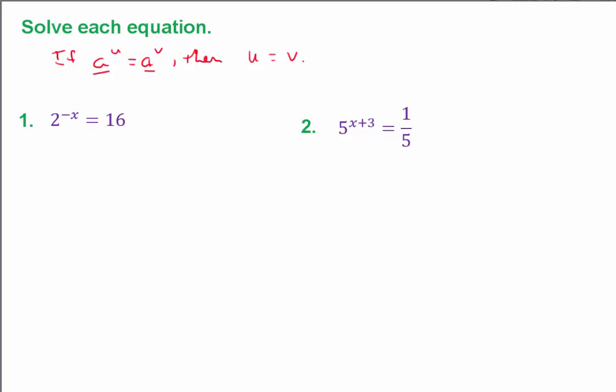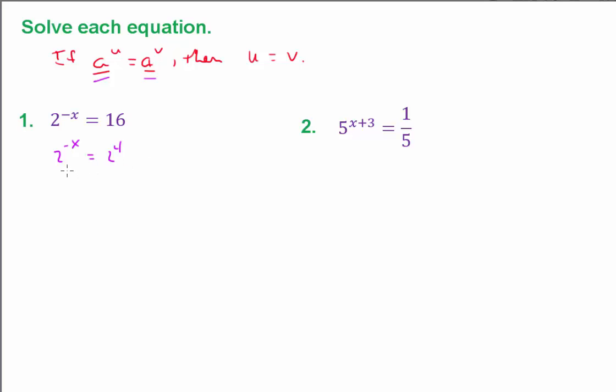So the first problem, we have 2 to the negative x is equal to 16. Well, the first thing we'd like to do so we can use the relationship stated above is to get 2 and 16 to have the same base. Well, there's not much I can do with the left side. I can't really change 2 to the negative x into any other base, but we can change 16. Remember, 16 is really 2 to the 4th. All right, 2 times 2 times 2 times 2.